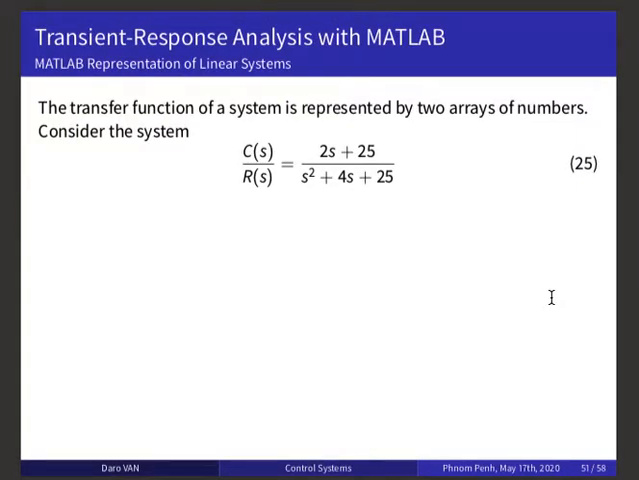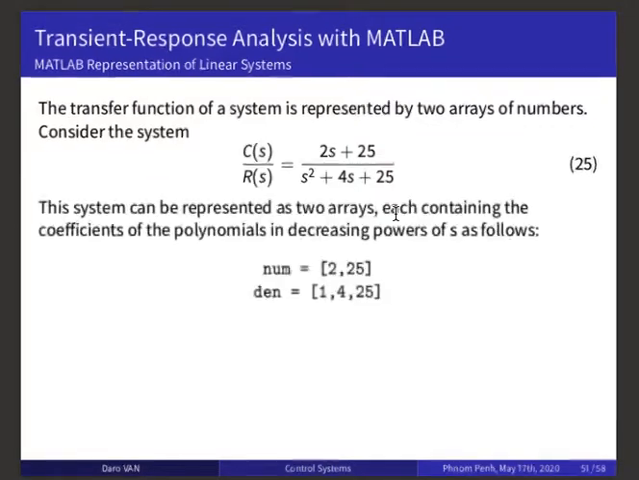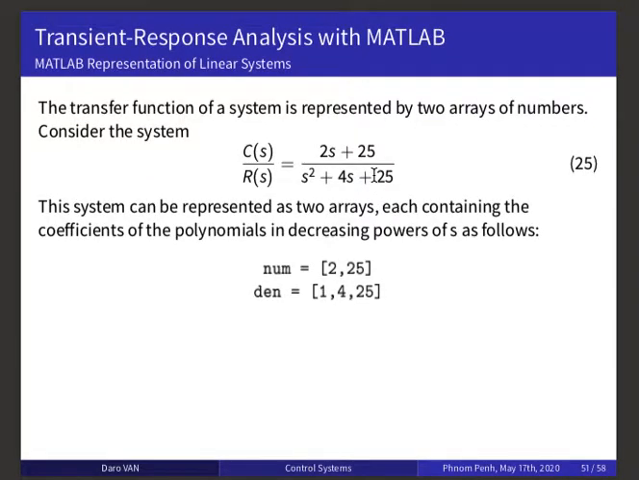And let's consider the transfer functions given by these equations. This system can be represented as two arrays, each containing the coefficients of the polynomial in decreasing powers of s as below. So you can denote the numerator as this one, 2s plus 25, like this, 2 and 25, and the denominator, which is this one, 1s squared plus 4s plus 25.